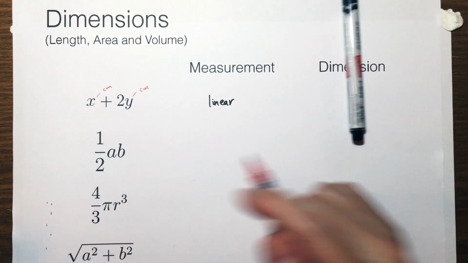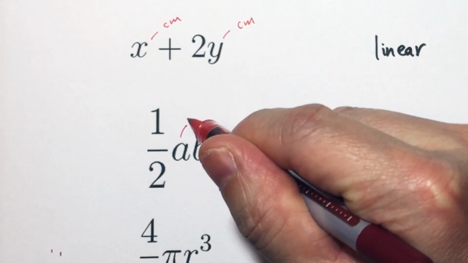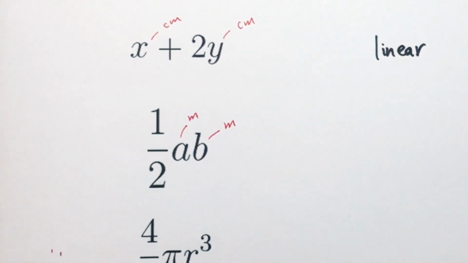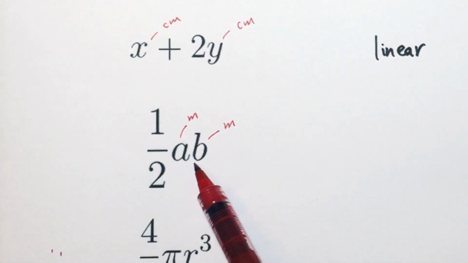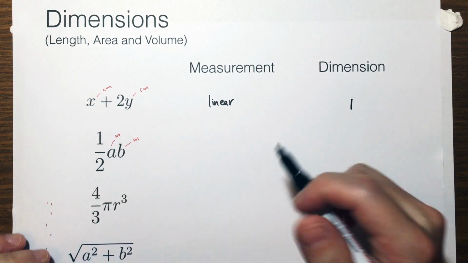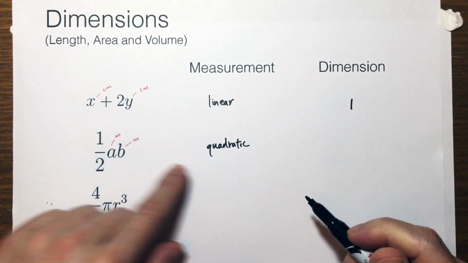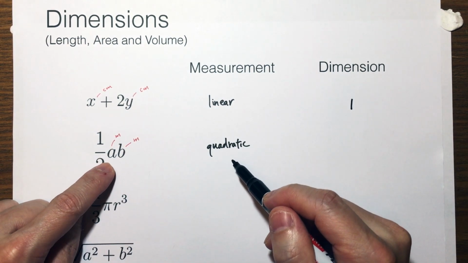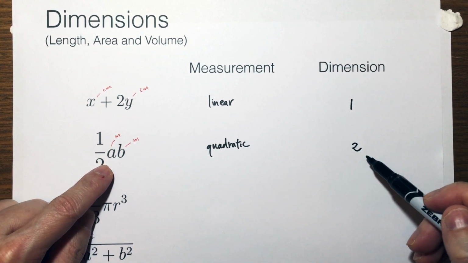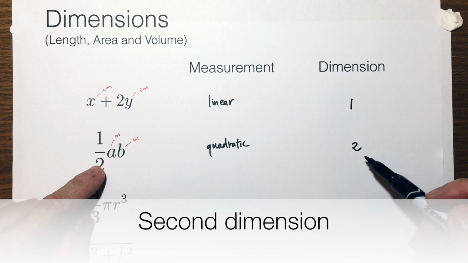What about this one? 1/2 times a times b. If the unit of a is meter and b is also meter, then if we multiply a by b, we get meter square. That means we can call this a quadratic measurement. It simply implies that it is an area. It involves an area, and we call this dimension number 2. It has the second dimension.